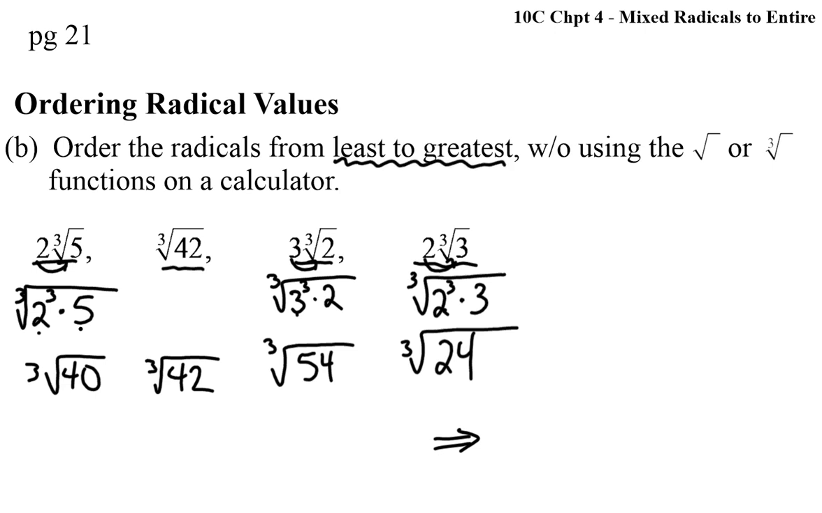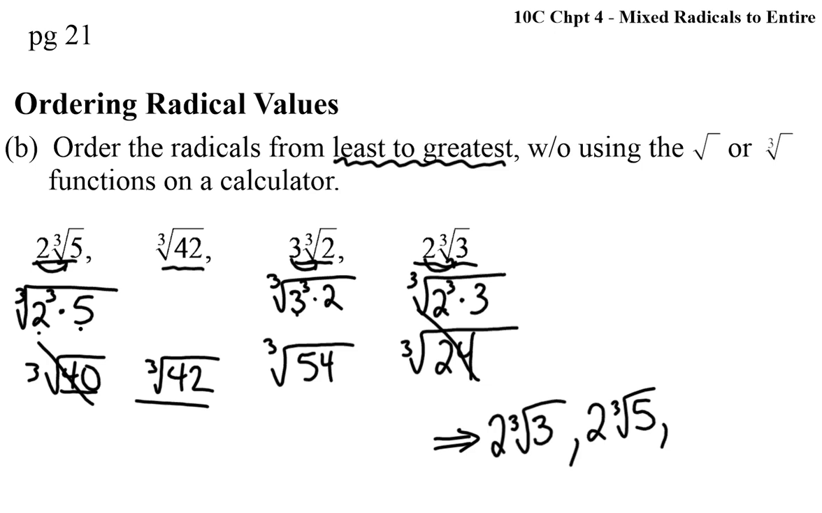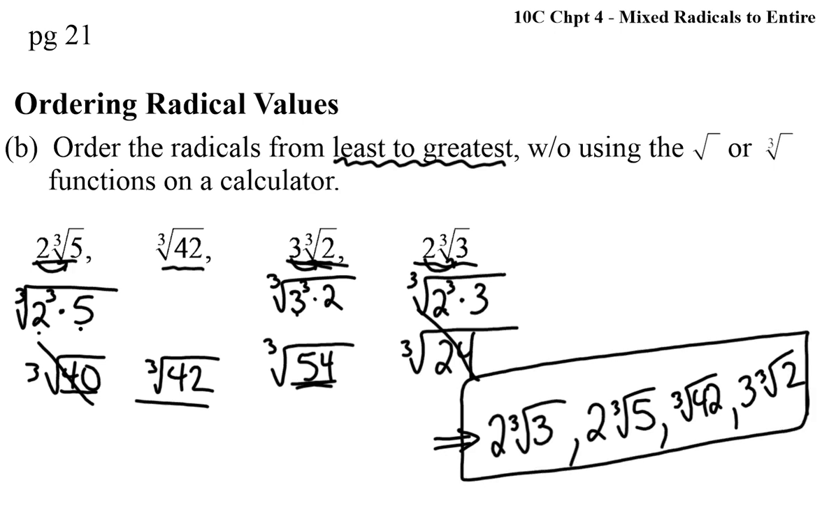Least to greatest again. So which is our smallest radicand? The 24. So our least value is 2 cube root 3. The next smallest is a radicand of 40. So 2 cube root 5 is our next smallest. Now we're left with the cube root 42. And that obviously leaves the largest radicand, the cube root 54, which was 3 cube root 2. And there's the radicals ranked from least to greatest.